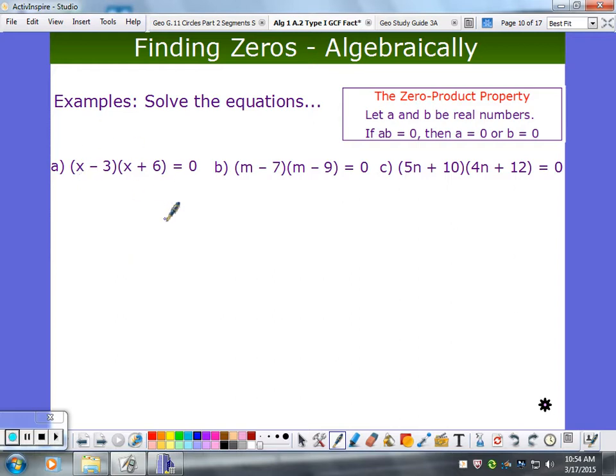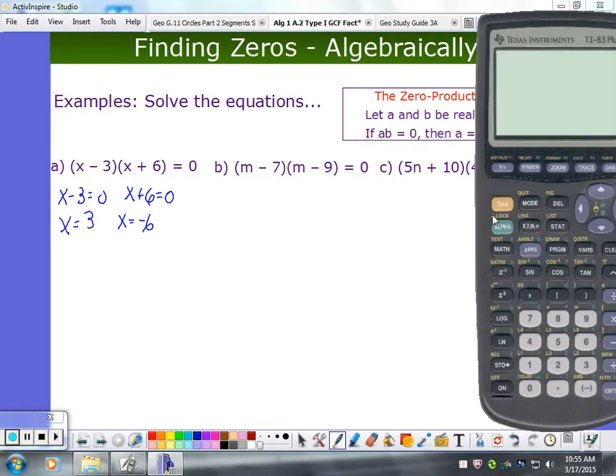Something times something equals 0. Well, it must have been that x minus 3 was the 0, or maybe it was the x plus 6 that was 0. So what's x? 3. Or x could have been -6. There are two solutions. Another way to see it would be to graph it.